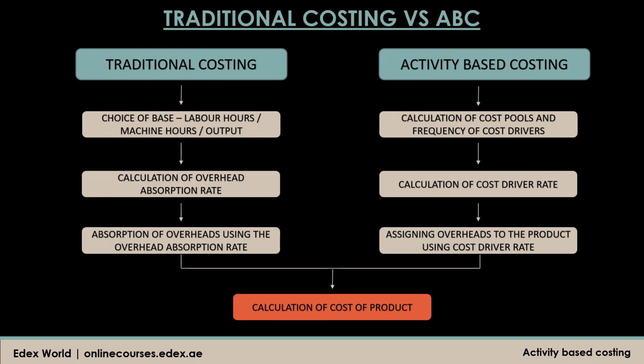Quick glance at traditional costing versus activity-based costing. Under traditional costing, first we choose a base. That base could be labor hours, machine hours, or even a blanket rate based on output. What base we choose depends on the importance of labor hours in the production activity, or the importance of machine hours in the production activity. It depends from business to business, and accordingly we choose a base differently. Then using that base, an overhead absorption rate is calculated. Then using that overhead absorption rate, the overheads are absorbed onto the output.